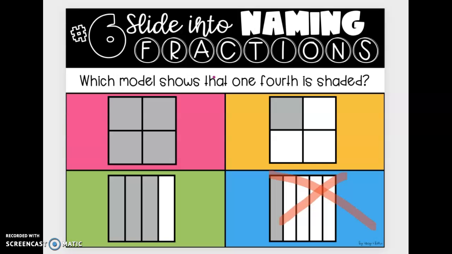Which shape has only one out of four squares shaded? Let's write this one. This shape shows one out of the four squares are shaded. Very good. Let's look at the next one.